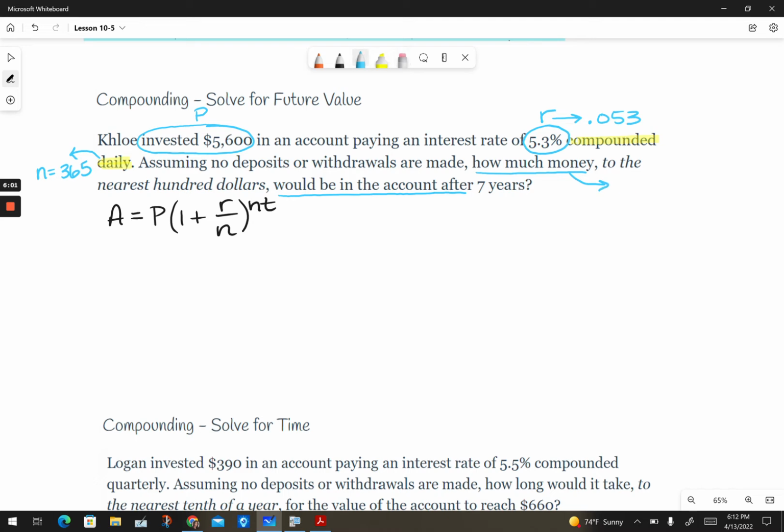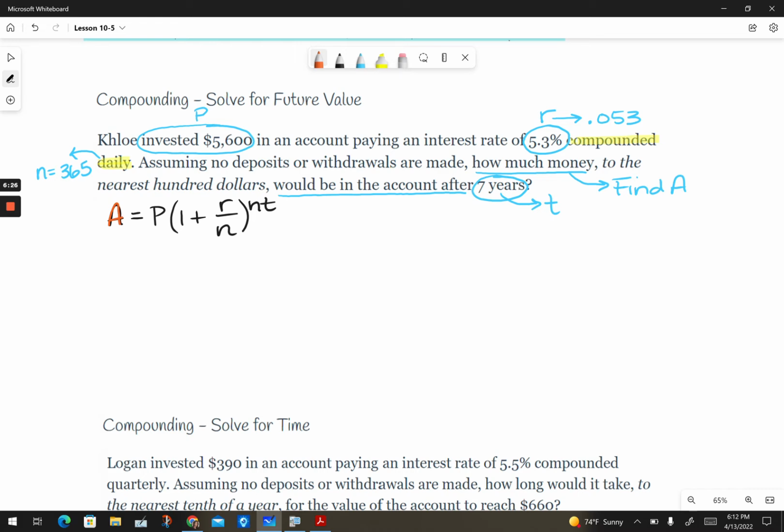Find A. And then last but not least, they're giving us 7 years, and that's pretty obvious. They're giving us time. So let's substitute these values into this problem. We have established that we're looking for A, so I'm going to trace over this black A as a red because we're looking for A. And I'm going to substitute everything else.